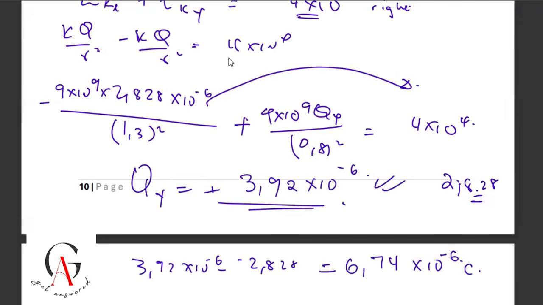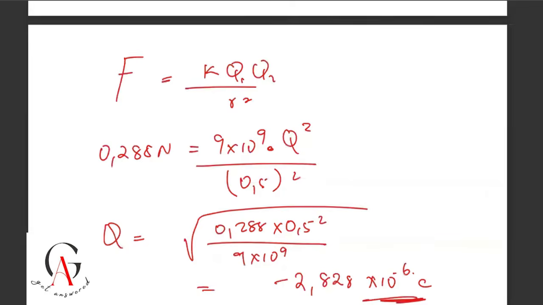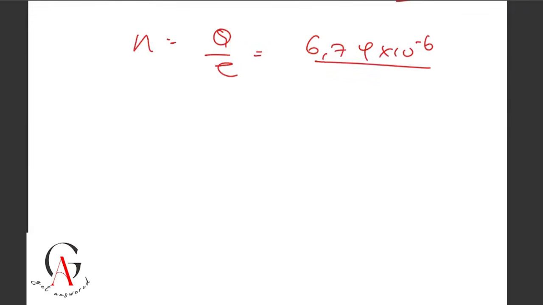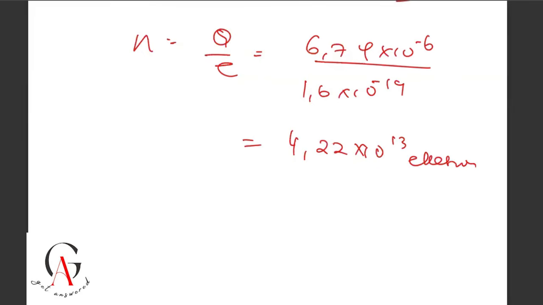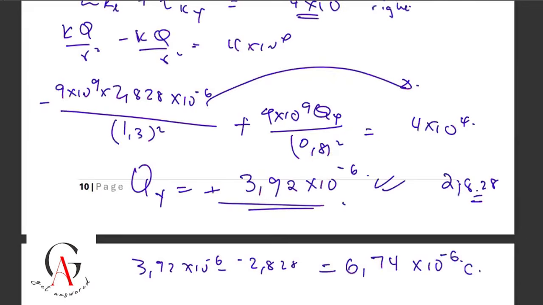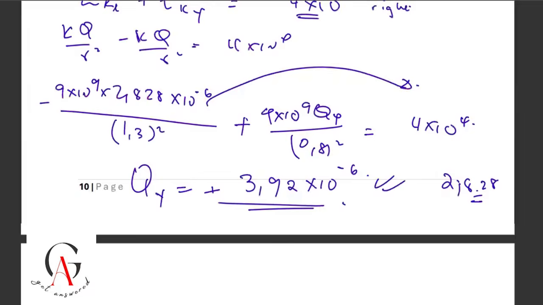The question is asking us how many electrons must be transferred. So come this side and tell us that N should be Q over E. So 6,74 times 10 to the negative 6 over 1,6 times 10 to the negative 19. And this becomes 4,22 times 10 to the 13 electrons. Okay, so that is what was supposed to be done.